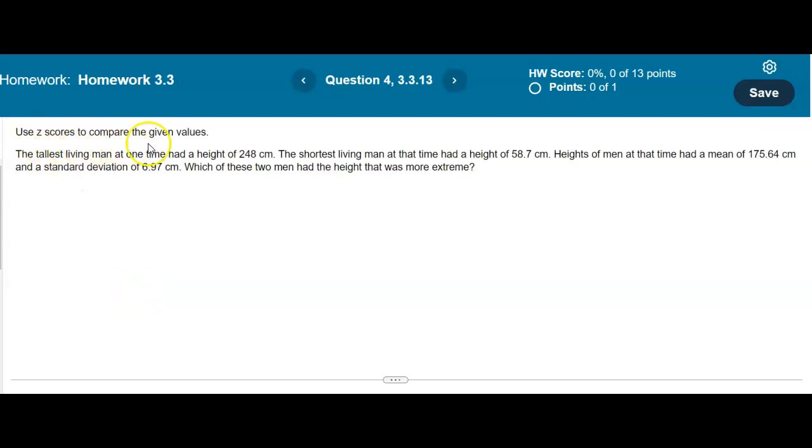Use z-scores to compare the given values. The tallest living man at one time had a height of 248 centimeters. The shortest living man at that time had a height of 58.7 centimeters. Heights of men at that time had a mean of 175.64 centimeters and a standard deviation of 6.97 centimeters. Which of these two men had the height that was more extreme?